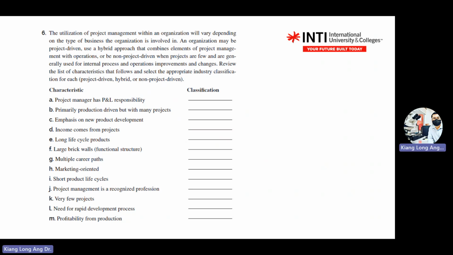Okay, the first one: when the project manager has profit and loss responsibility, is this project driven or non-project driven? Again, hybrid actually takes advantage of both project driven and non-project driven. So the first one, if the project manager has profit and loss responsibility, is a project driven industry. Now, primary production driven but with many projects. Sorry, this one is non-project driven, but since it says with many projects, it's a hybrid.